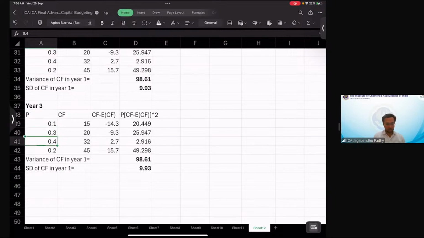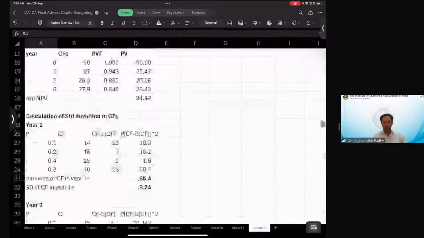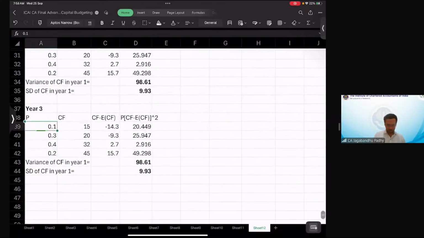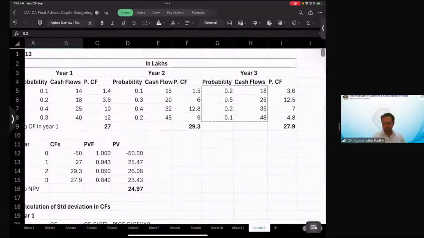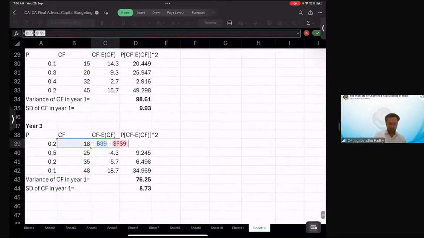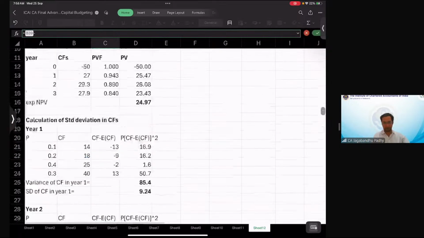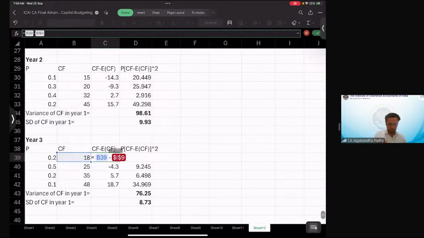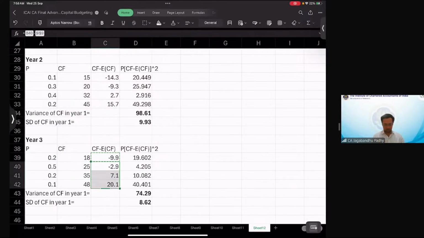So for year 3, we can calculate the standard deviation and variance by simply substituting the values. Nothing great in this. We're just going to use this probability and cash flows to arrive at the standard deviation and the variance. Here the expected value is 27.9. So now we have the variance for year 3 as 74.29 and the standard deviation of cash flows in year 3 as 8.62.